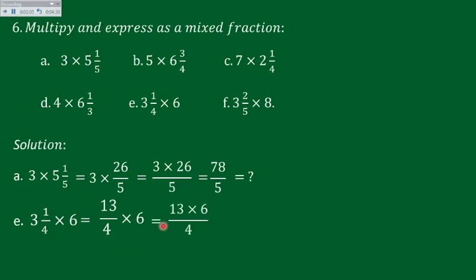Okay, do one thing. First you will cancel 4 and 6. What will you get here? At the denominator you will get 2, and here you will get 3. Okay. 13 times 3 is 39 upon 2 is your answer. Convert this into a mixed fraction. Now next question.